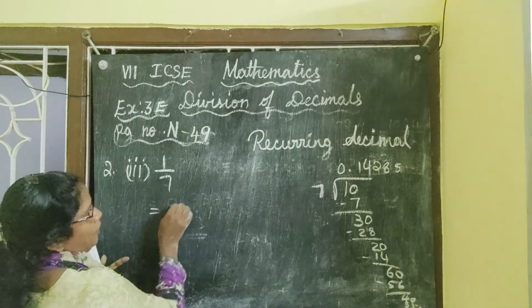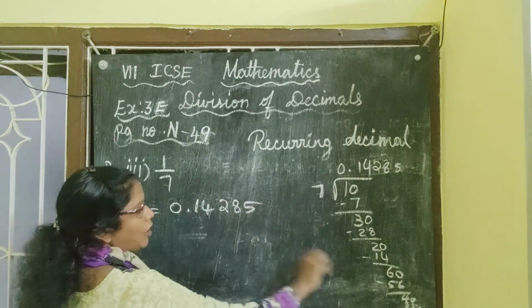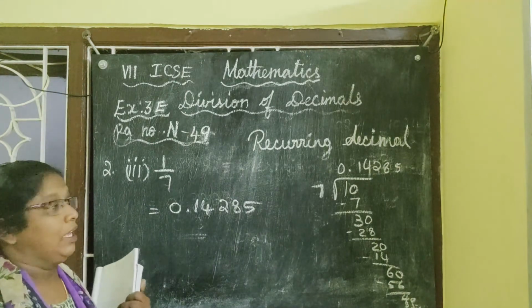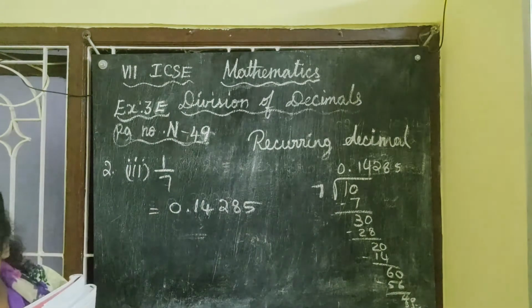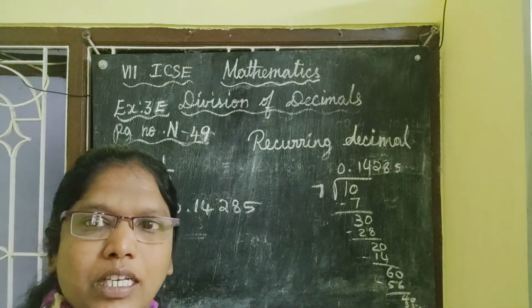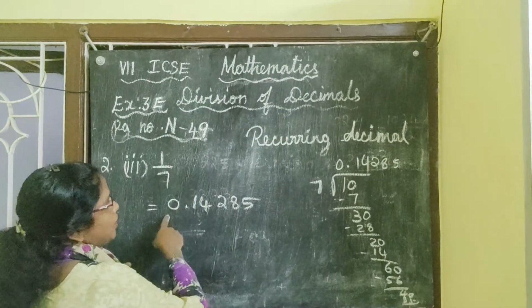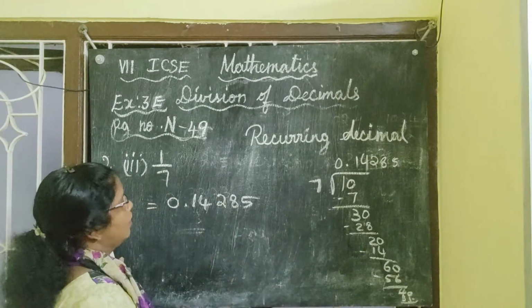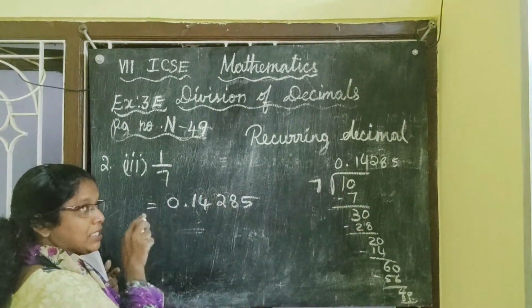So here 0.14285. The division is not completed, and the digits are also not repeated. Here you see 1 by 7. When I divide, I am not getting the completion of the decimal. I am getting a remainder. In the first one the digits were the same number repeated.